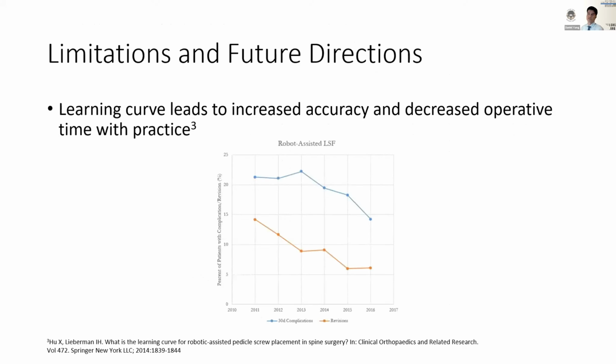There are limitations, of course, to this study, specifically being a database. We're not able to control for learning curve, and learning curve is a big thing to consider when adopting a new technology. Interestingly, in this preliminary analysis, across the years of the study, there's actually decreasing rates of complications, as you can see in the blue line, and revisions in the orange line. So learning curve might be an important part of the equation we're missing.